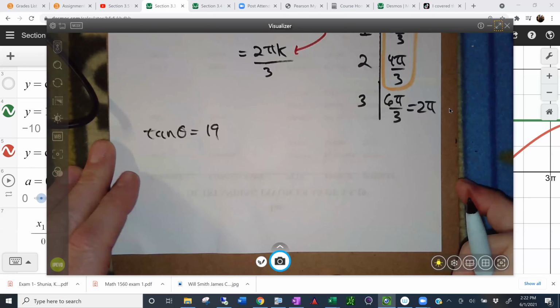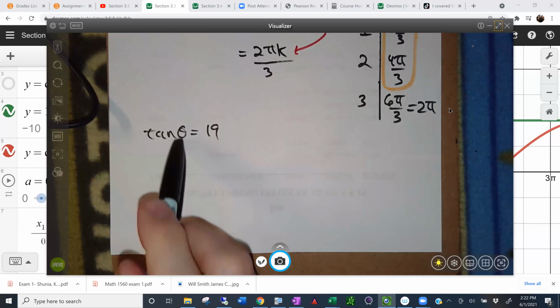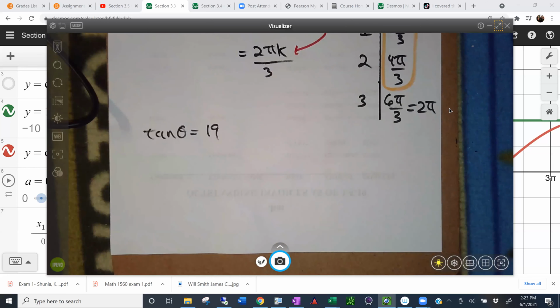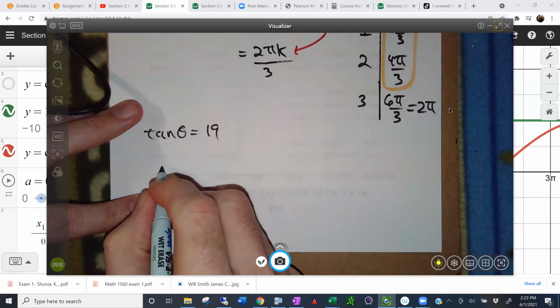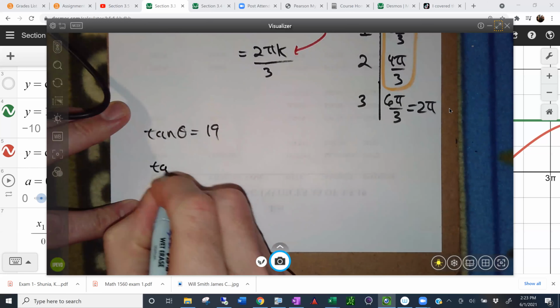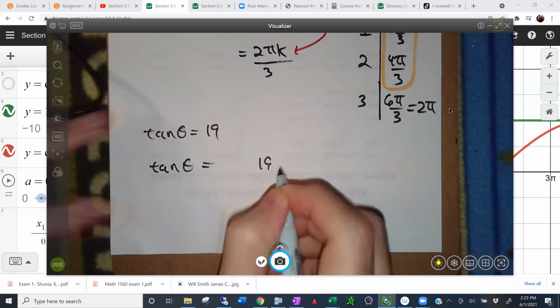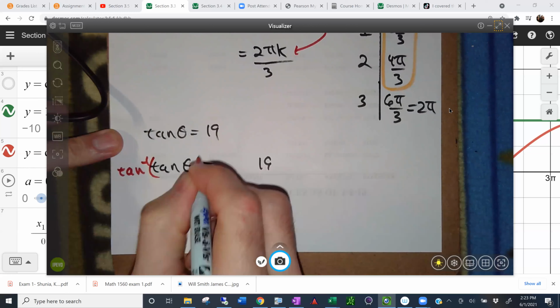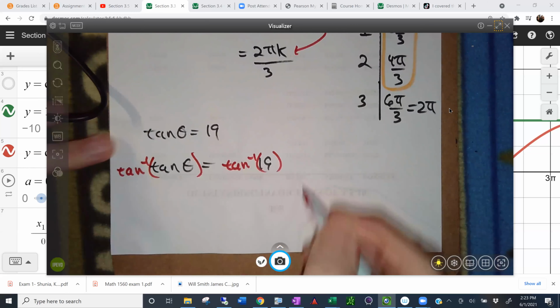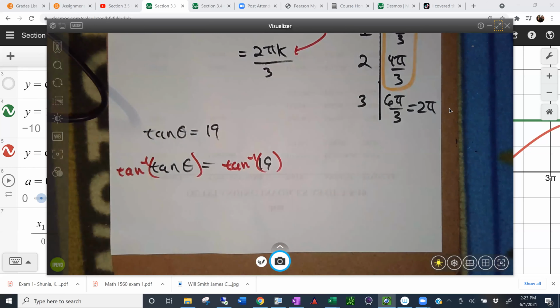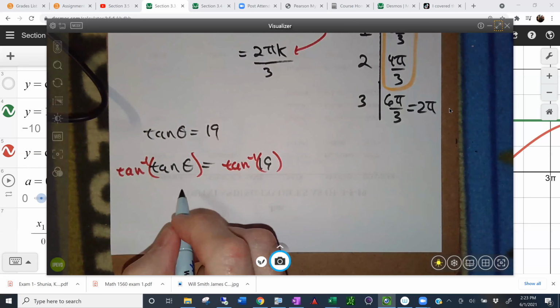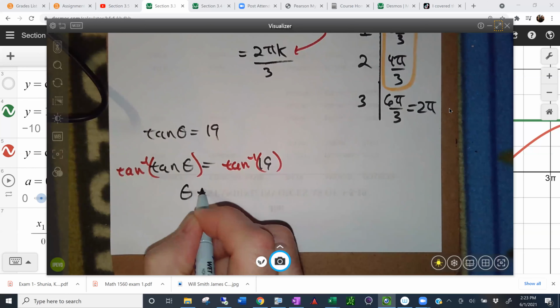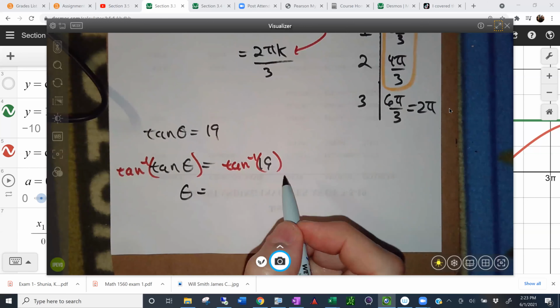So what's going to happen down here? How are we going to get rid of the tangent so I can get theta by itself? Oh, we're going to do inverse tangent. So I'll do the inverse tangent on both sides. Tangent inverse. And what do I get? Let's start with the left-hand side: theta. And on the right-hand side, I have no idea what the inverse tangent of 19 is.